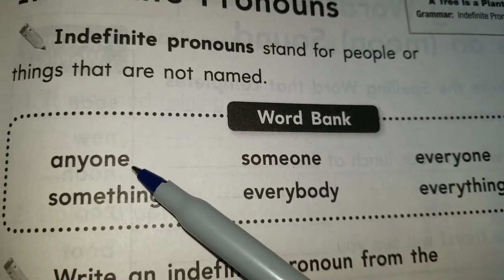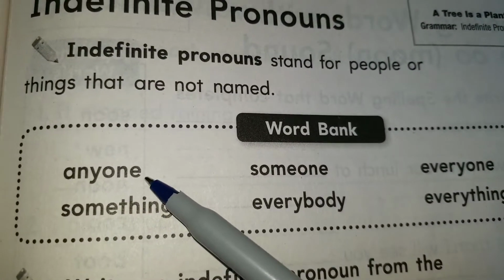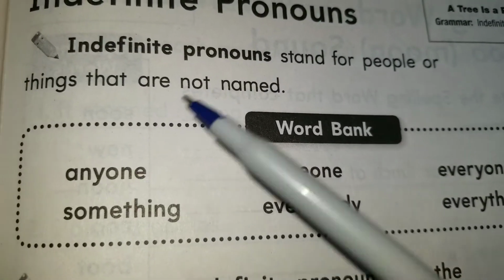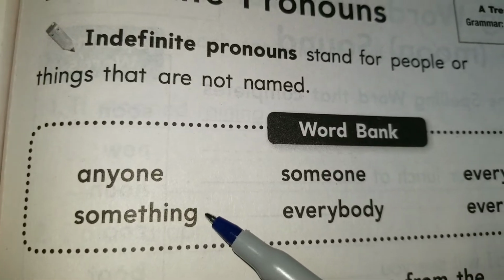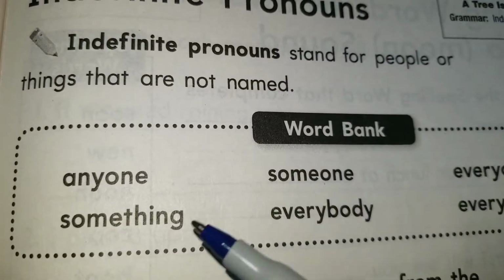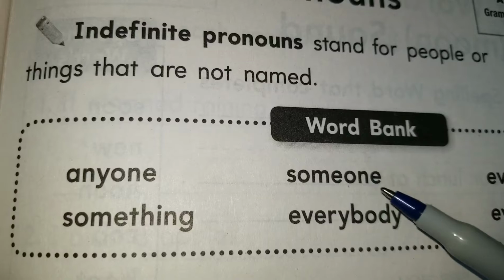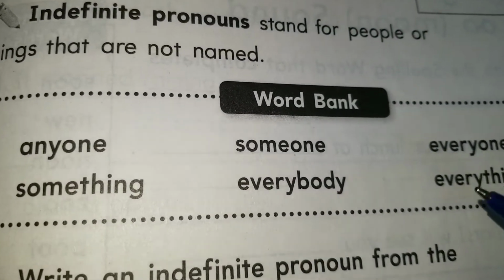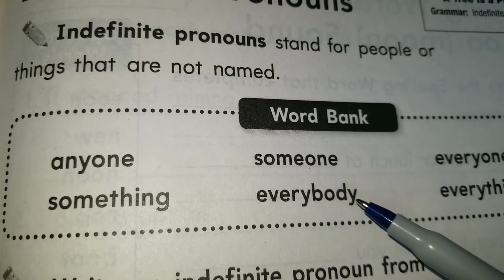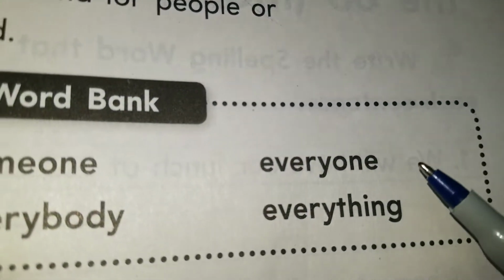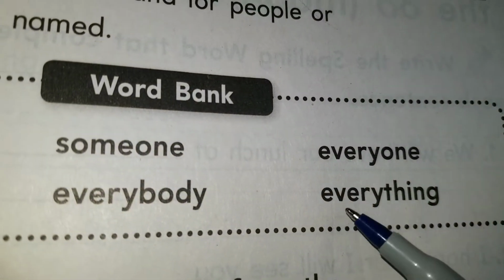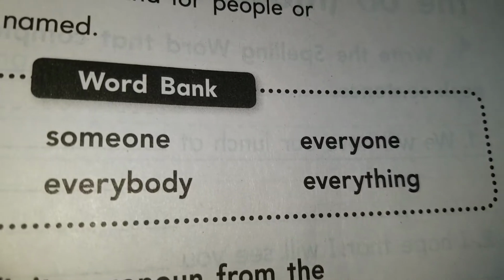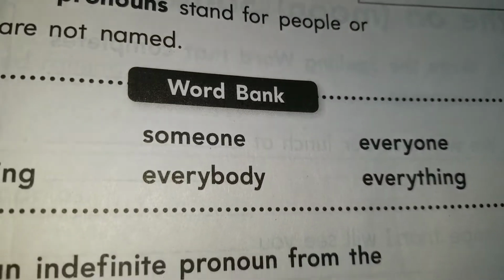We have anyone. What do you think this indefinite pronoun stands for? For people or for things? Anyone stands for people. Something, like the word says at the end, thing, stands for a thing. Someone stands for a person, it's only one person. Everybody stands for people. Everyone stands for people as well, and everything, as you can see at the end, thing, stands for things that haven't been named.